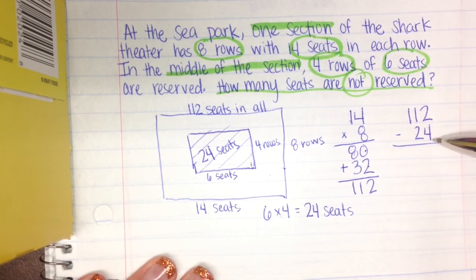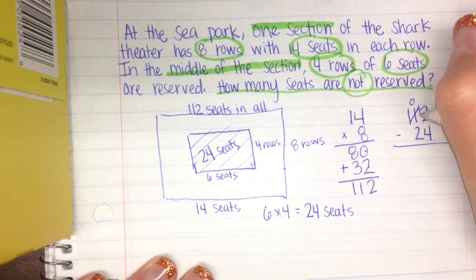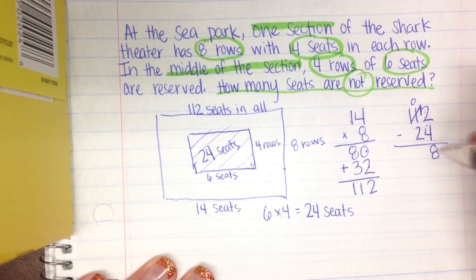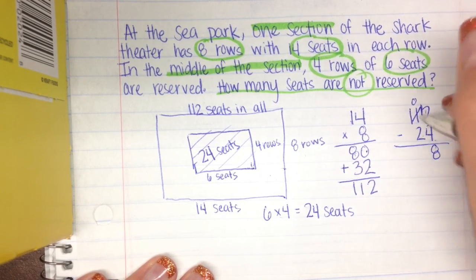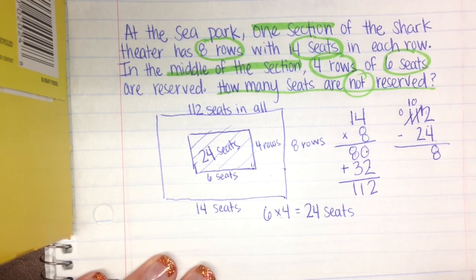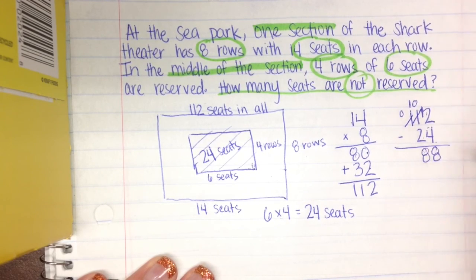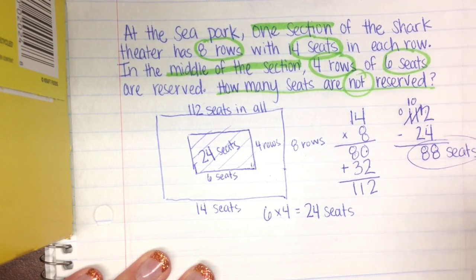Well, I can't do 2 take away 4, so I have to regroup from my tens. That becomes a 0, and this becomes a 12. 12 take away 4 is 8. Then I look right here. I can't do 0 take away 2, so I have to regroup again. I trade one of my hundreds, and I get 10 tens. 10 take away 2 is 8. And I have no hundreds left. So that leaves me with 88 seats that are not reserved.